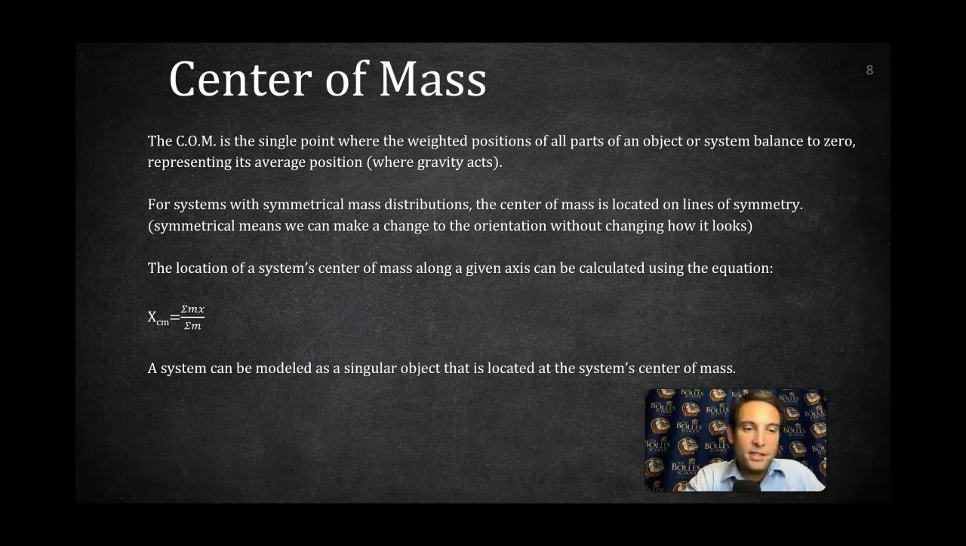X center of mass equals the sum of m times x, divided by the sum of m. We can't just cancel out the sigma m's here because sigma is, first of all, not one of our variables. It's a mathematical symbol that tells us it's the sum of. So if we have multiple objects, this would be like adding m1 times x1 plus m2 times x2, divided by m1 plus m2. We can't cancel those out.